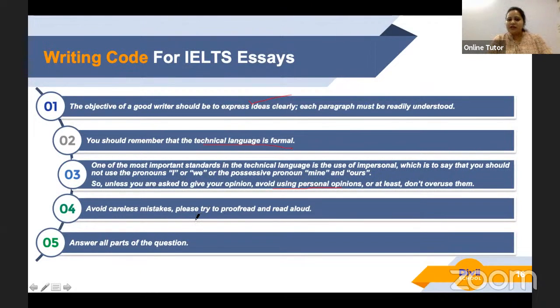Avoid careless mistakes. Try to proofread and read aloud. Answer all parts of the question. Please do remember to answer all parts of the question. Do not miss out on any subpart in the question. There could be 2 parts, there could be 3 parts in your question, or there could be a general statement where you would have been asked to throw some light on the topic and give your opinion. But if you are asked some specific questions, some subparts, please make sure that you answer them all well.